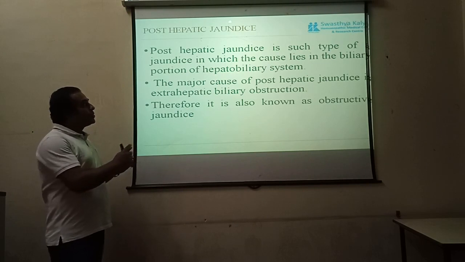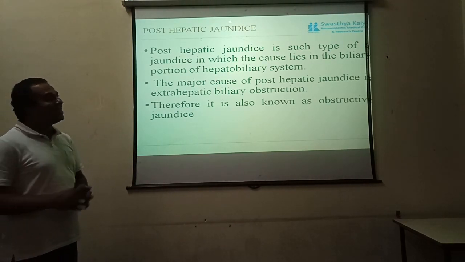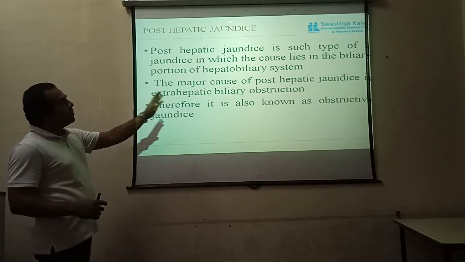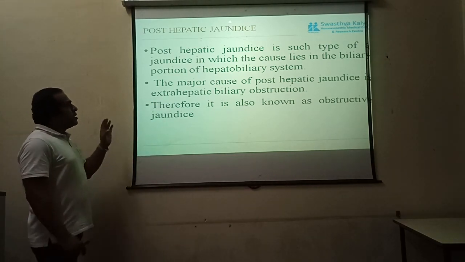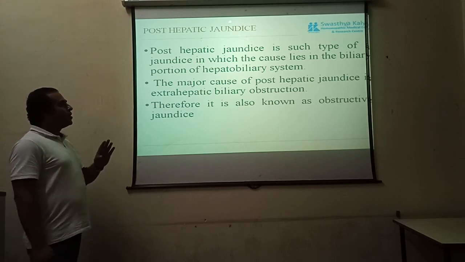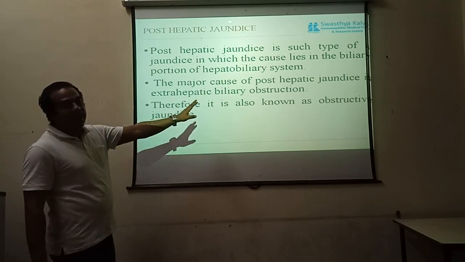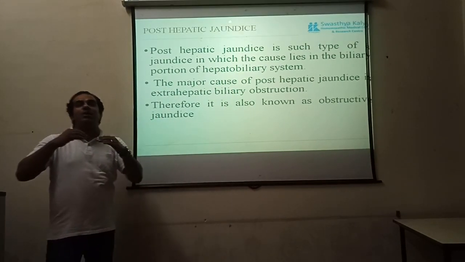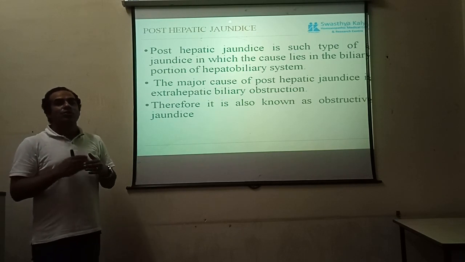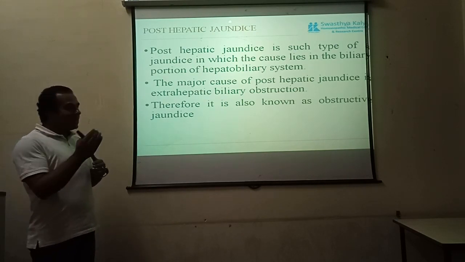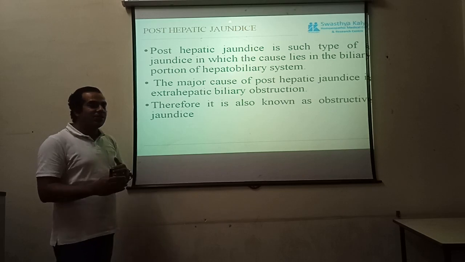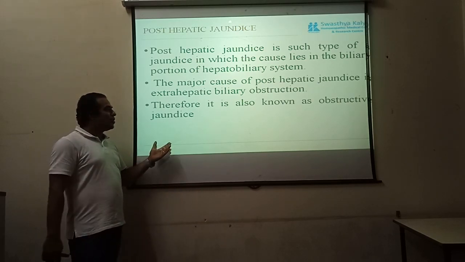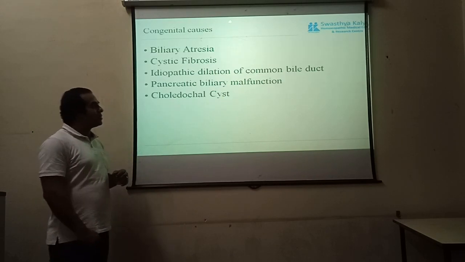Now we will discuss the post-hepatic jaundice. Post-hepatic jaundice is the type of jaundice in which the cause lies in the biliary portion of the hepatobiliary system. The major cause of post-hepatic jaundice is extrahepatic biliary obstruction. There is some obstruction in the drainage system which carries the bile juice to the small intestine. This obstruction is the major cause, and so the other name for post-hepatic jaundice is obstructive jaundice.